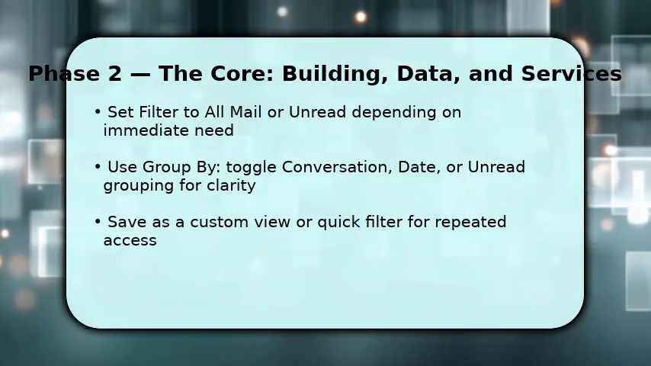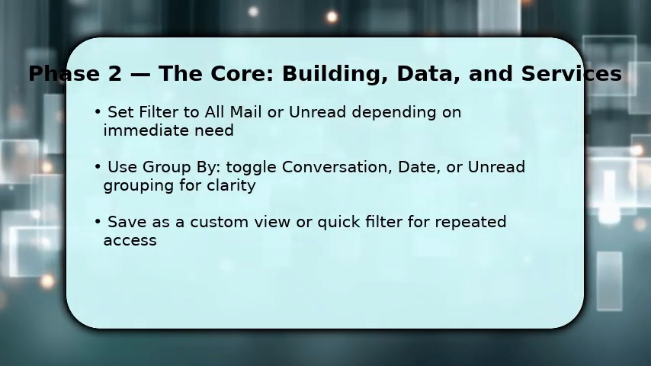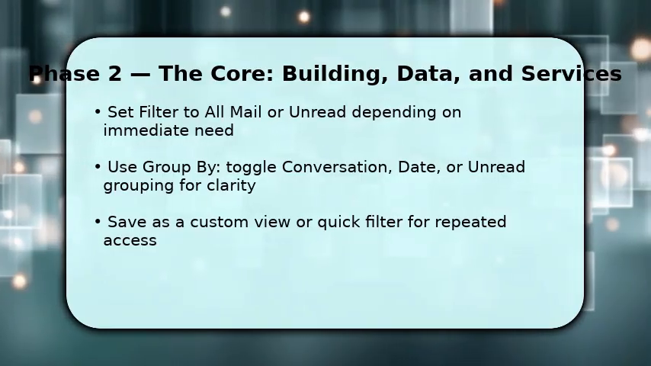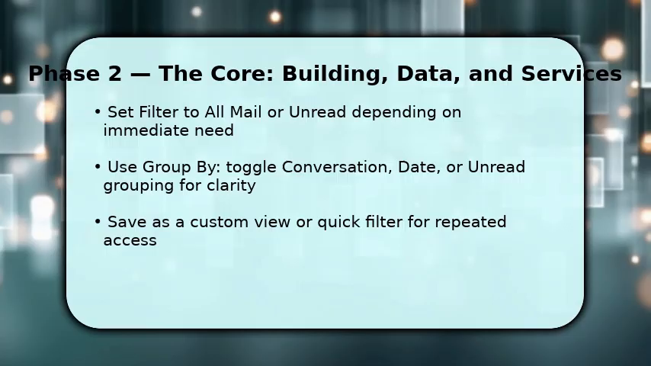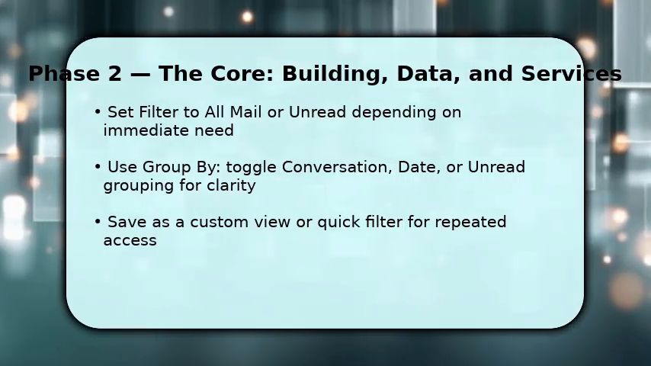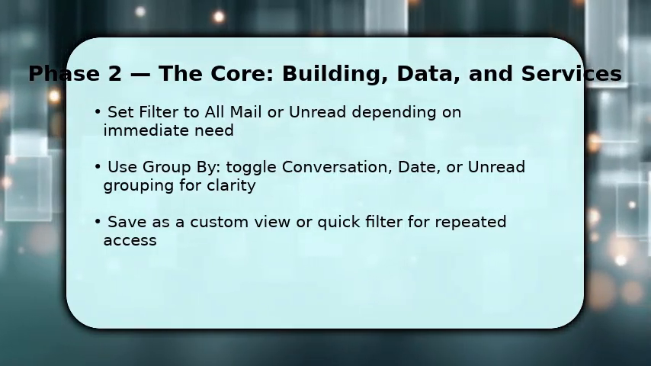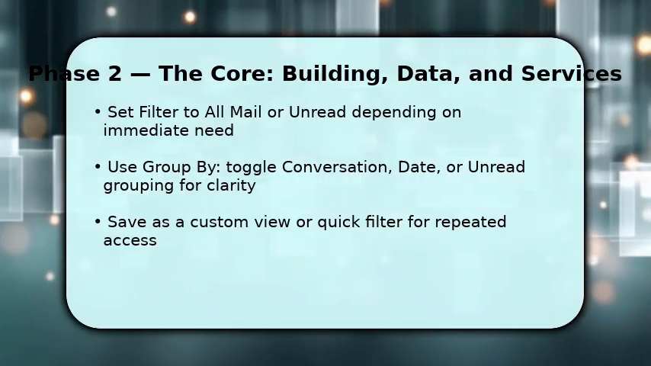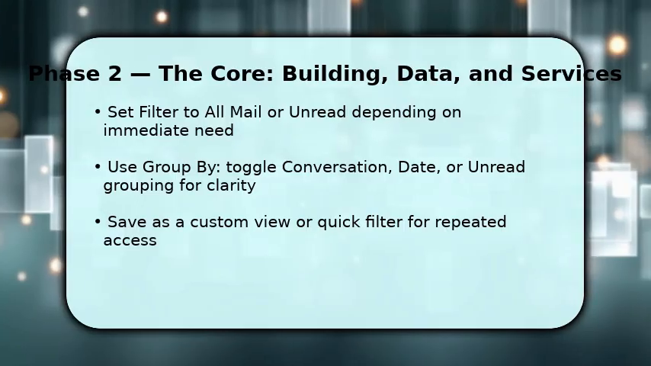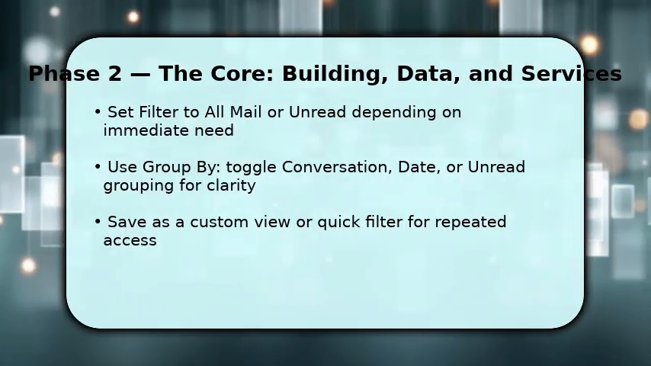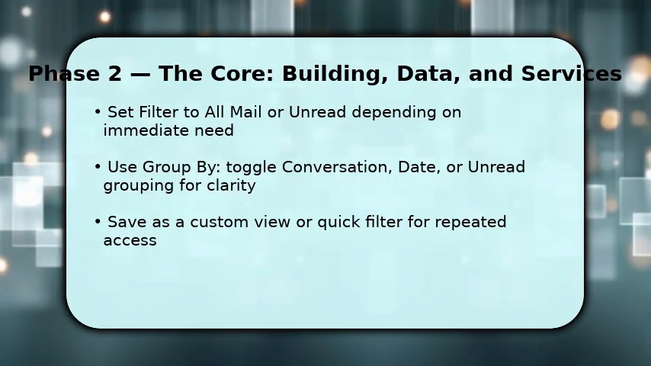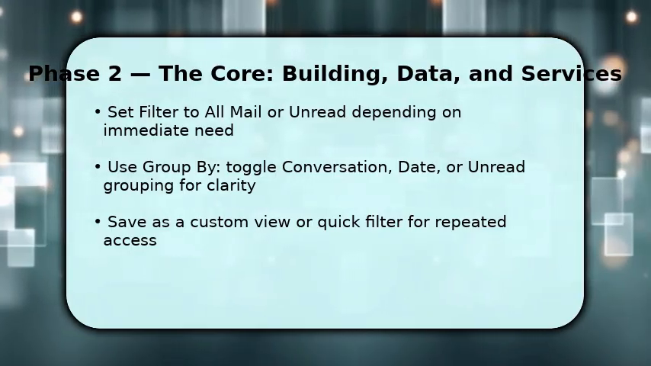First, set the filter option to all mail, then create or apply an unread filter when you need only unread items. Use Group By to separate unread messages by date or conversation, which helps scanning. Once you have the combination you want, save it as a custom view or a quick filter. This prevents repeating steps. If you rely on multiple accounts, repeat per account to keep consistency.